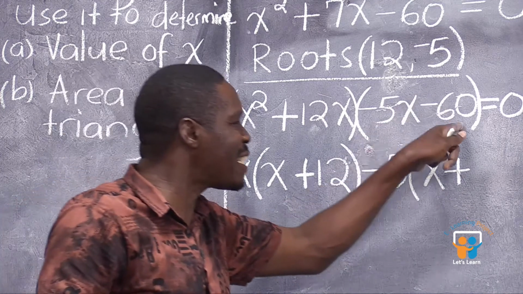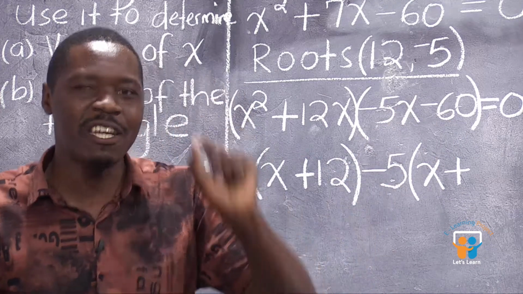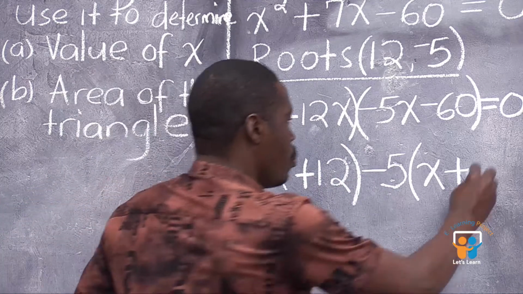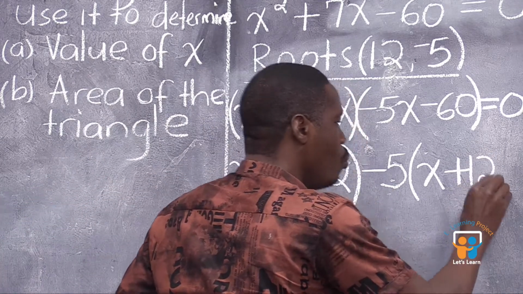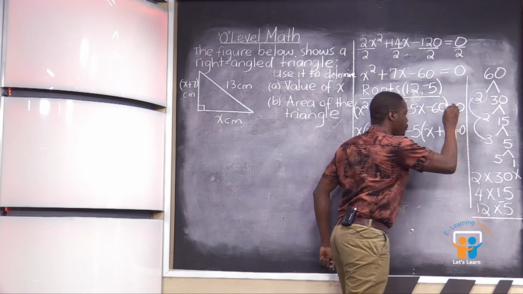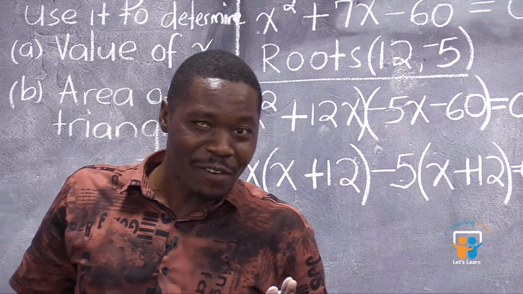In 60, we said there was a 12 and a 5. But the 5 has come outside. What do we remain with? We remain with a 12. Wonderful. Which is equivalent to 0. We are almost reaching the final answer.